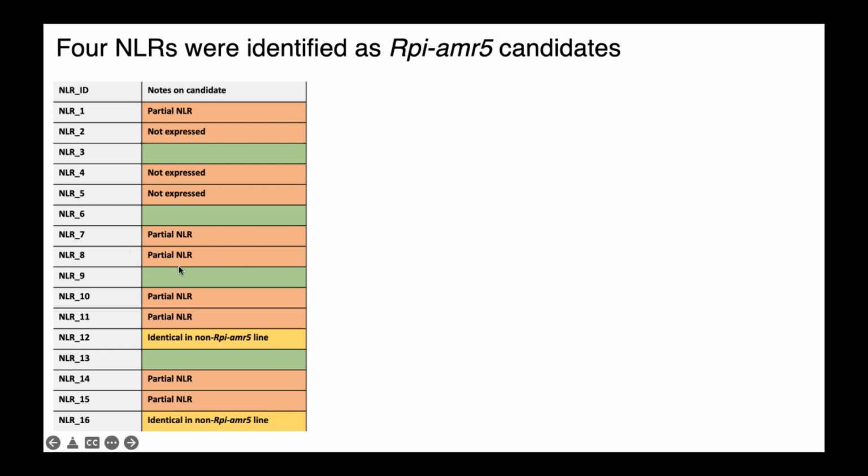So many of them I've indicated as partial NLRs, meaning that they're lacking either the CC domain, the EMBARK domain, or the LRR domains. And an additional 3 genes show no expression in cDNA RenSeq data. And this leaves us with 4 good candidates for Rpi-amr5.